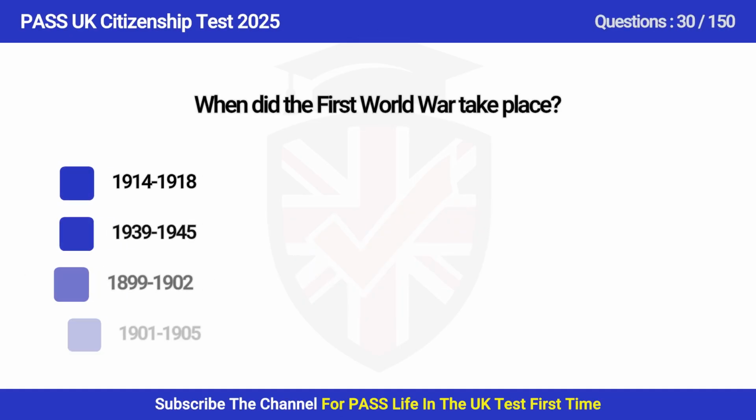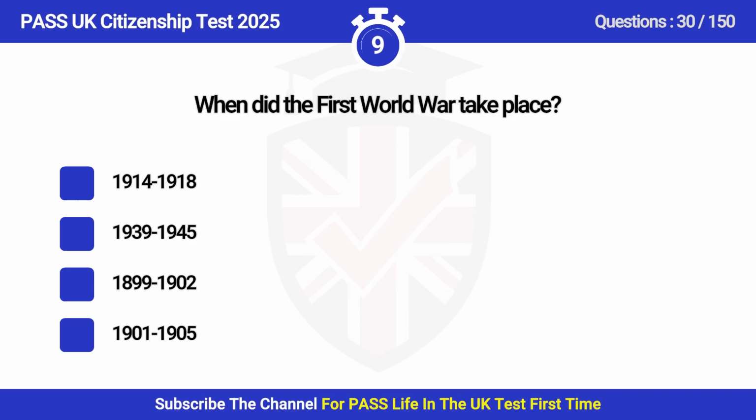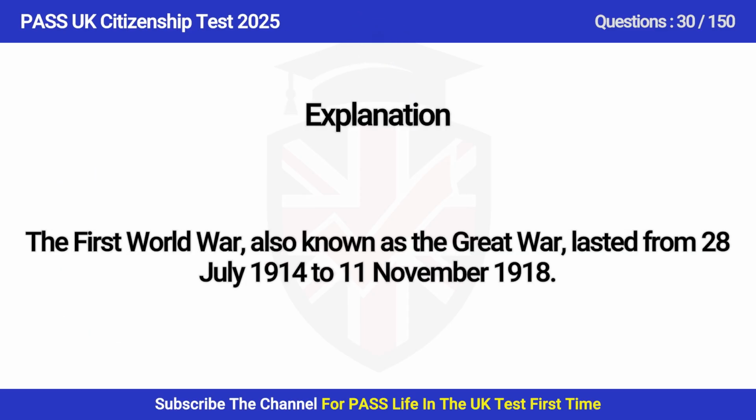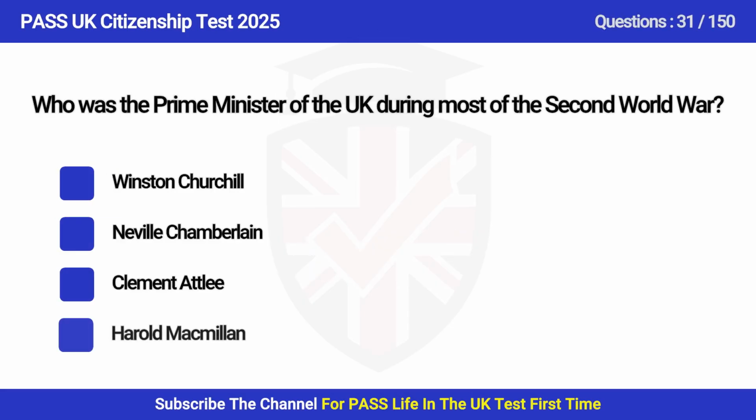Question 30. When did the First World War take place? A, B, C, D. Answer is A. The First World War, also known as the Great War, lasted from 28 July 1914 to 11 November 1918.